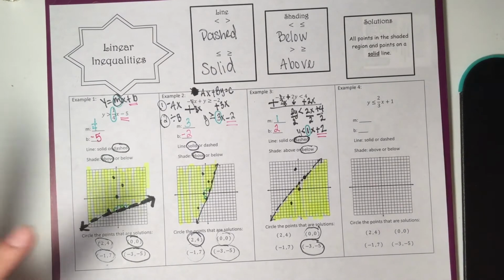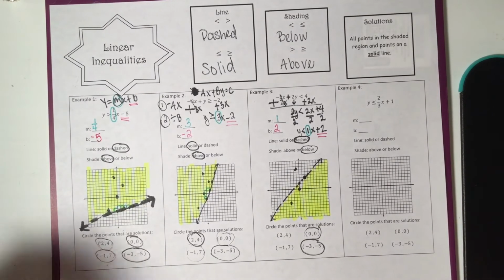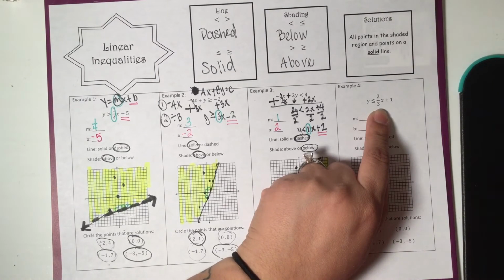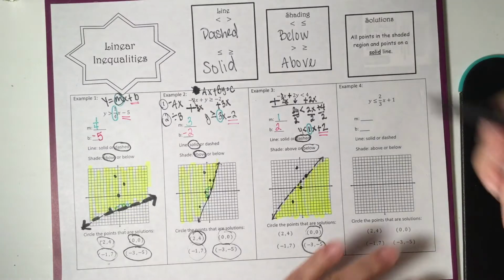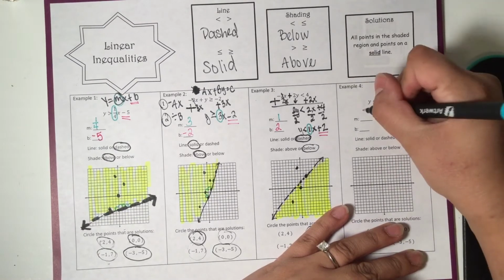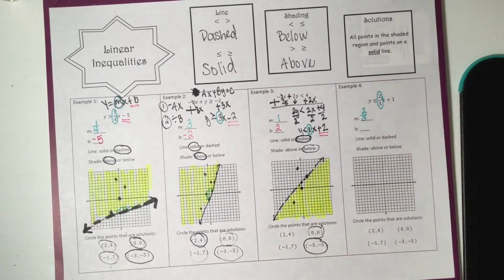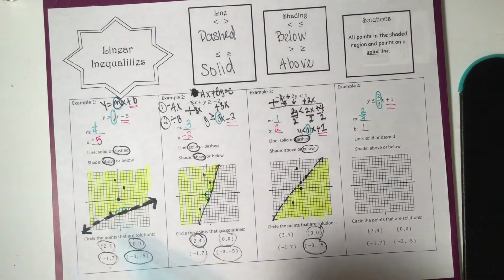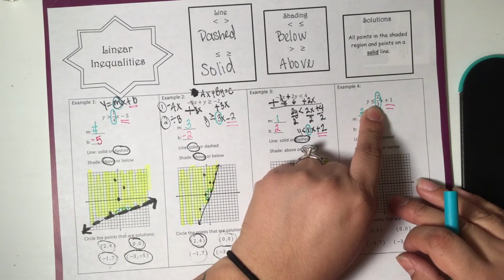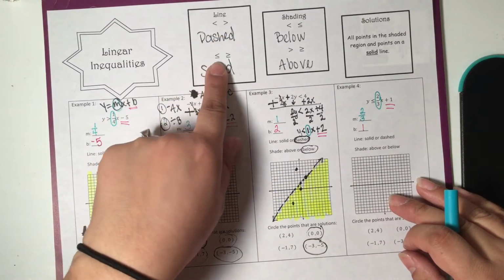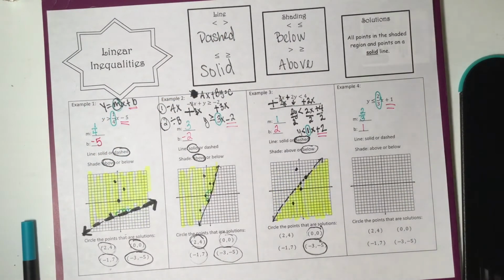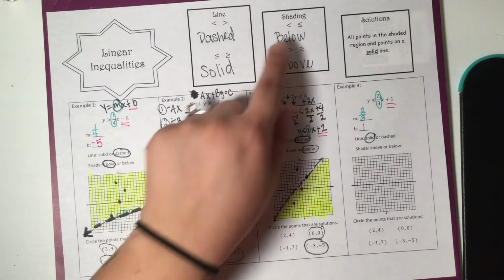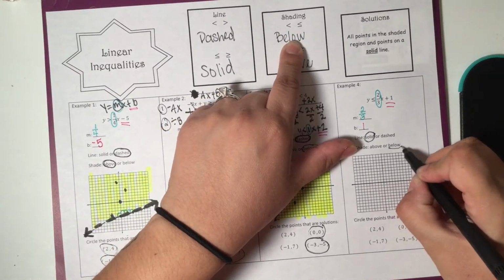All right, here we go. Example 4, last one, almost done. Oh yay, this one is already in slope-intercept form, so there's no conversion that we have to do. We can just pinpoint our slope of 2/3, and we can pinpoint our y-intercept at 1. Okay, my sign says less than or equal to. So, right here, less than or equal to, it's a solid line. And then I also have, right here, less than or equal to is going to be below.